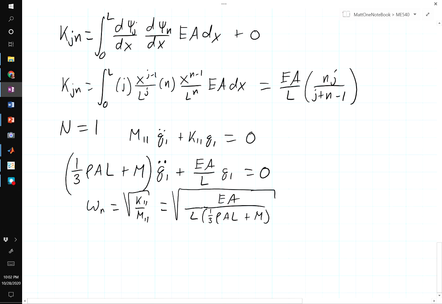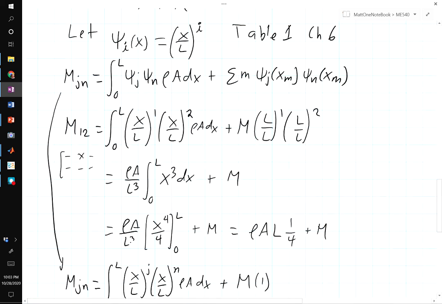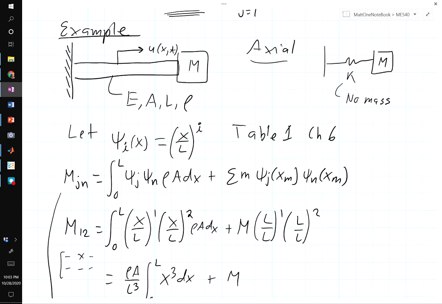All right, and that would be our natural frequency. A couple things to point out. If you remember EA over L, if we had a rod of length L and we applied a force, this is what we would get for the stiffness of the entire rod. So if we go back to our picture, we're getting the stiffness of that entire rod coming in, the whole thing, right?